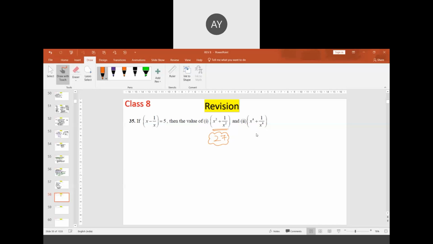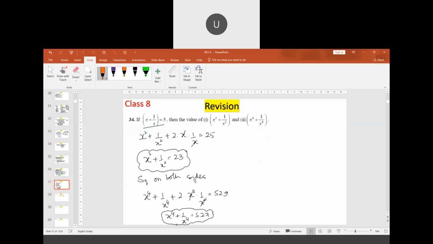27 square plus 2. 27 square, what will that be? 729, sir. 729 plus 2 is 731. So 731 is the answer. But sir, 5 to the power 4 is 625.